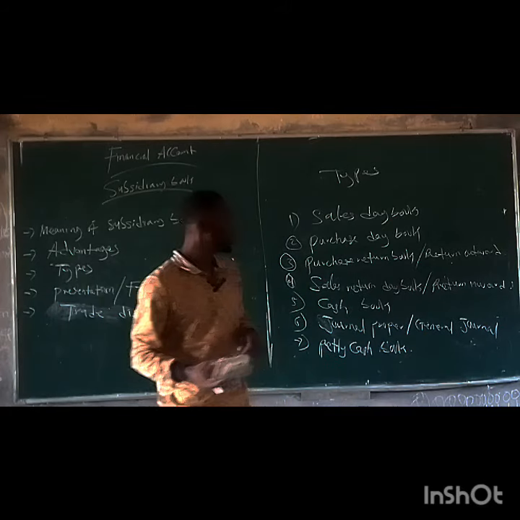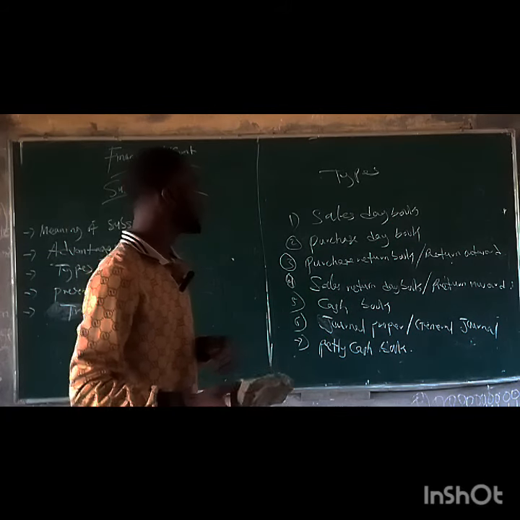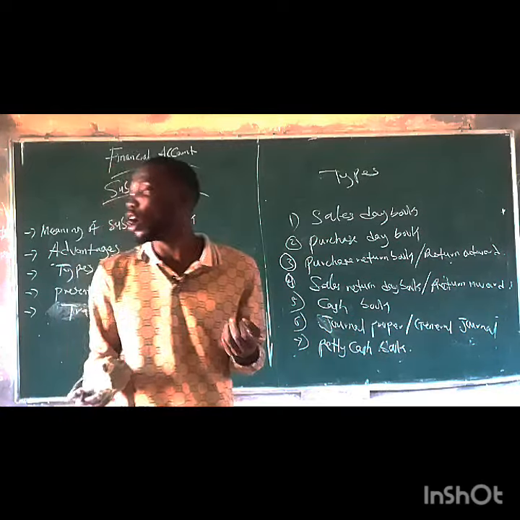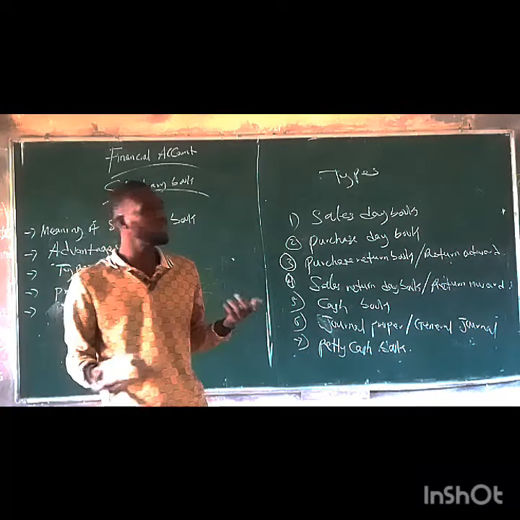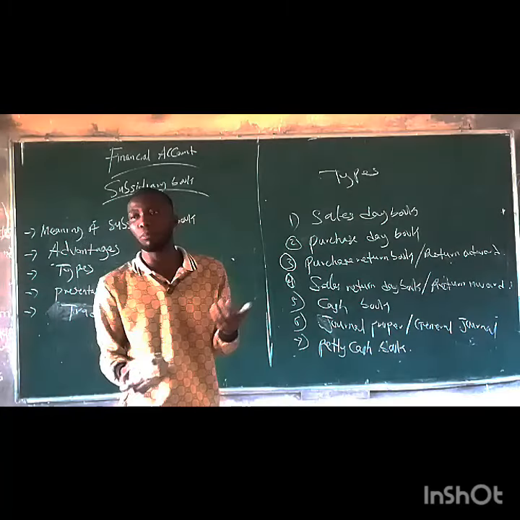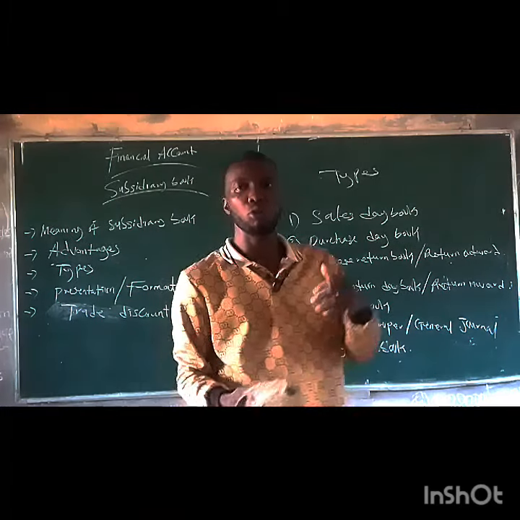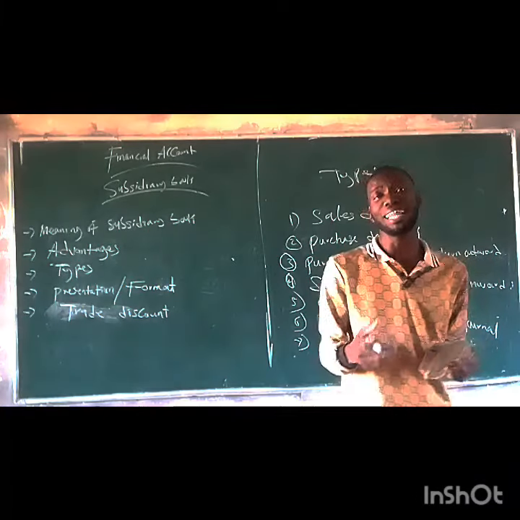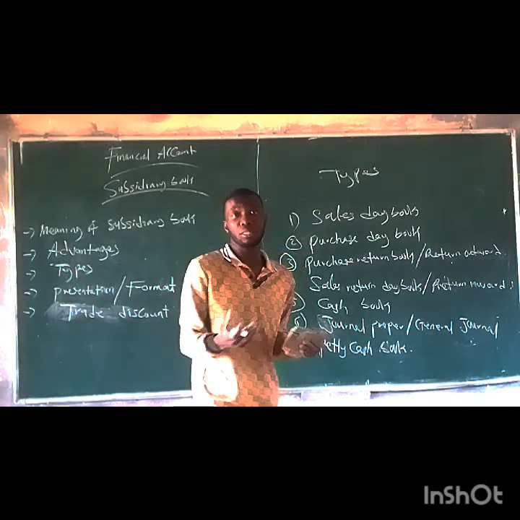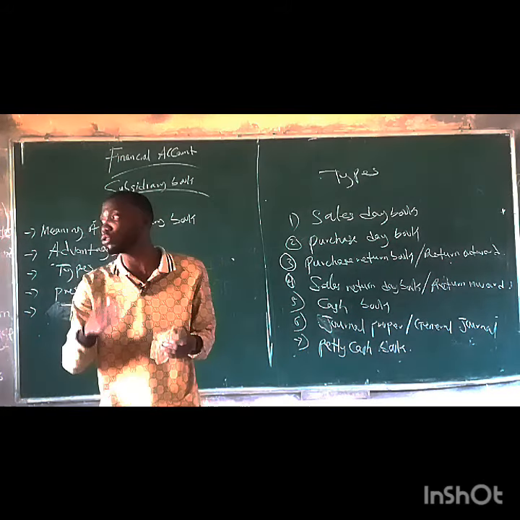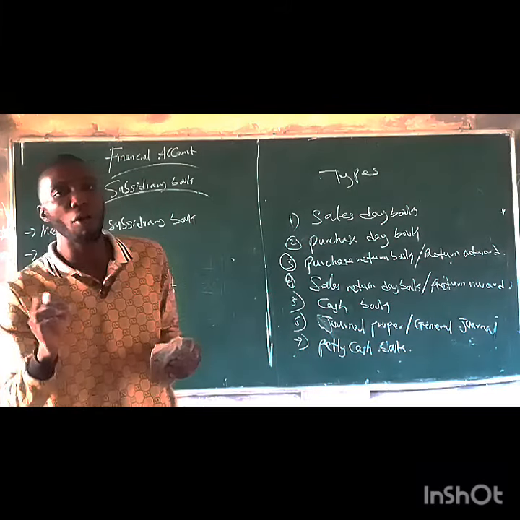Then we move to the next one. We have the purchase return book, which we can also call the return outward book. What do we understand by purchase return book or return outward book? It is a book of account that is used to record goods that are being returned to the suppliers as a result of one reason or the other.